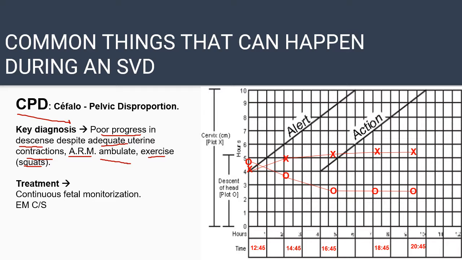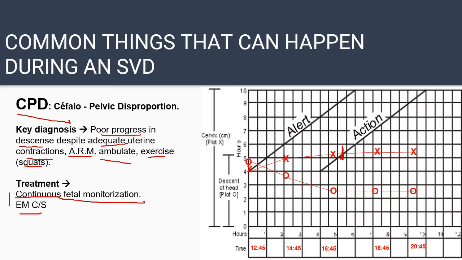If in 1 hour nothing happens, or if we are crossing the action line, we need to diagnose cephalopelvic disproportion. And the definitive treatment for that is continuous fetal monitoring, because this has more risk of non-reassuring fetal status, and also to perform an emergency CS.